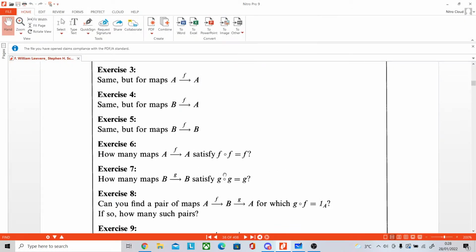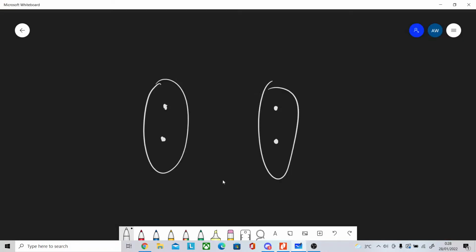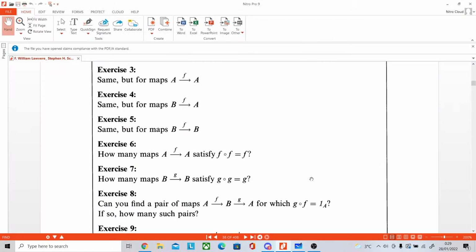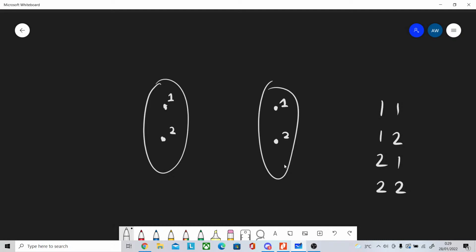So this is point 1, point 2, point 1, point 2. And how many maps are there? There's 1, 1, 1, 2, 2, 1, and 2, 2. Those are the maps. And now we need to check each of these maps to see if G composed with G is equal to G again.